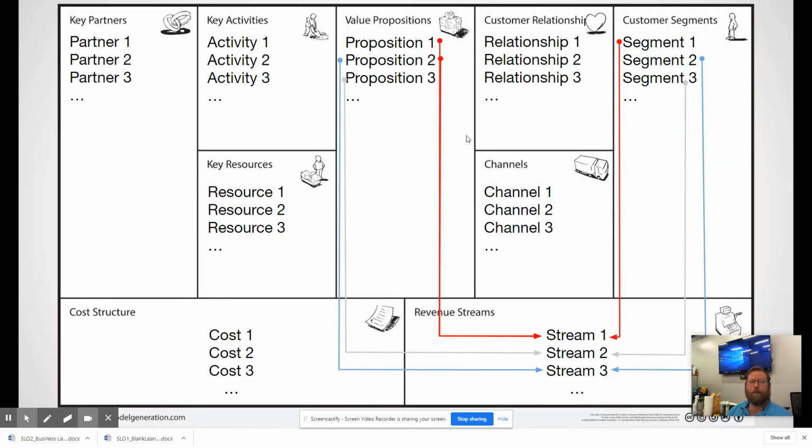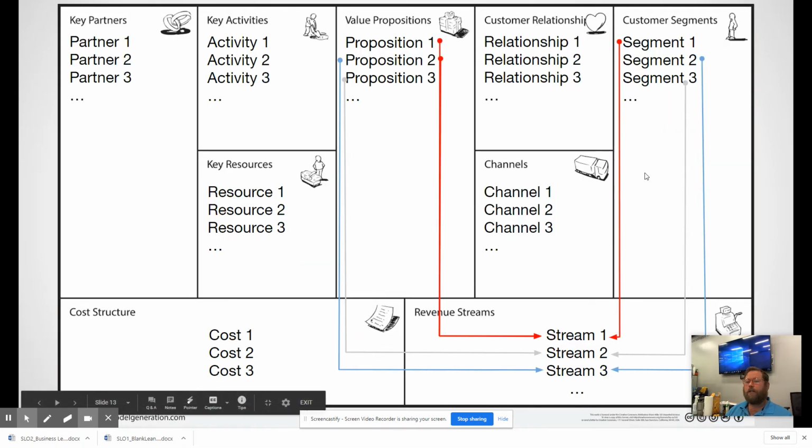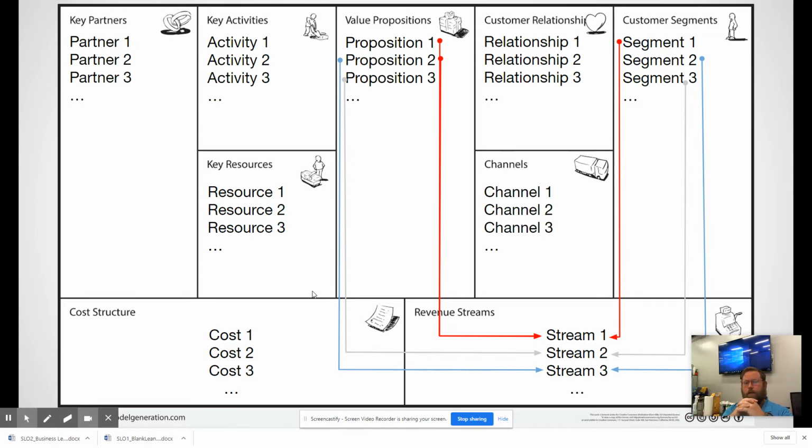So very big deal. Guys, here you can see the interrelationship that I had talked about earlier. You can see it drawn out for you, how this proposition one, this segment one, and this stream one are interconnected. So very, very important that you remember all of this stuff, all of it is connected.